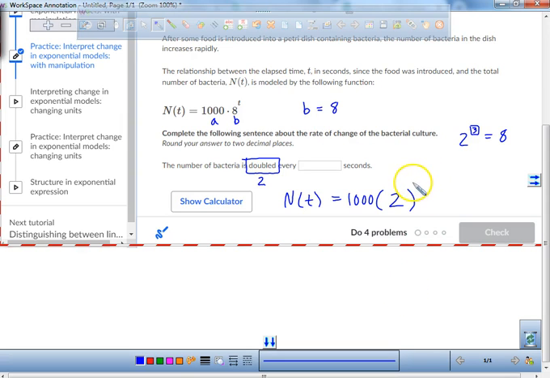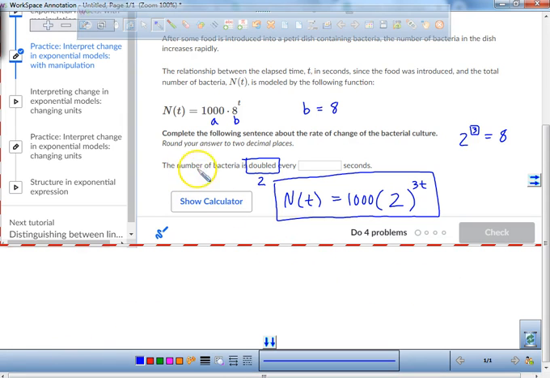Okay? So, 2 to the power of 3 times t. We just manipulated the formula. All y'all are pretty good at manipulation. So hopefully you'll understand how to manipulate the formula to get it from a factor of 8 to a factor of 2.